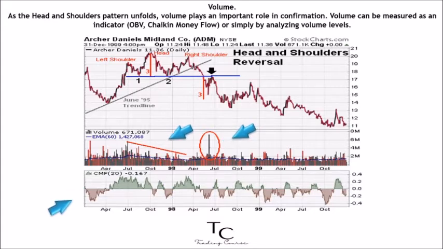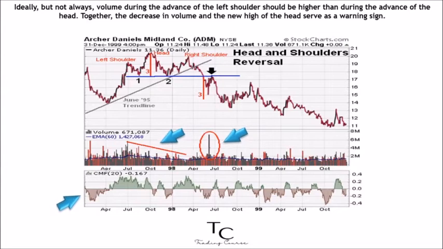Volume. As the head and shoulders pattern unfolds, volume plays an important role in confirmation. Volume can be measured as an indicator, OBV, Chaikin Money Flow, or simply by analyzing volume levels. Ideally, but not always, volume during the advance of the left shoulder should be higher than during the advance of the head. Together, the decrease in volume and the new high of the head serve as a warning sign.